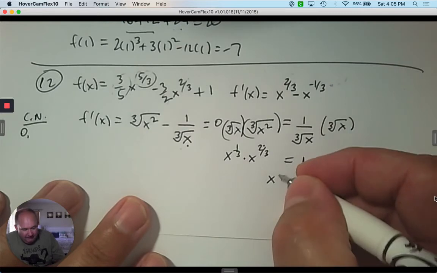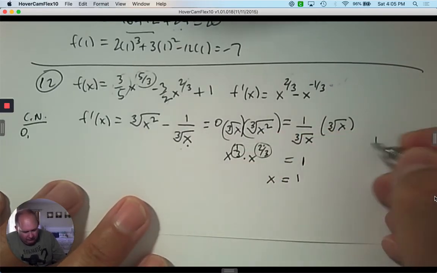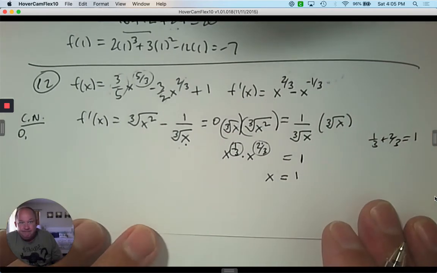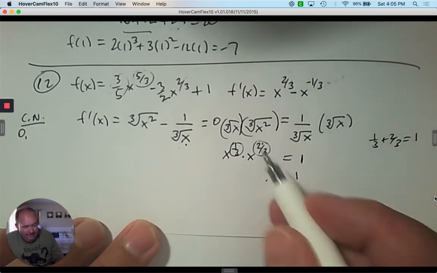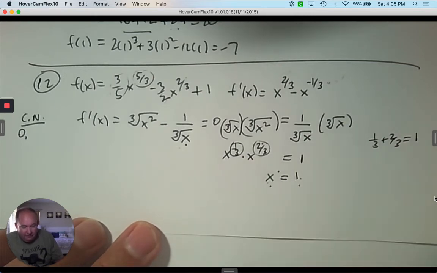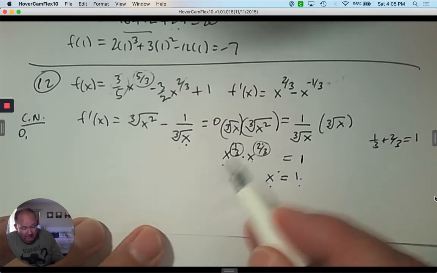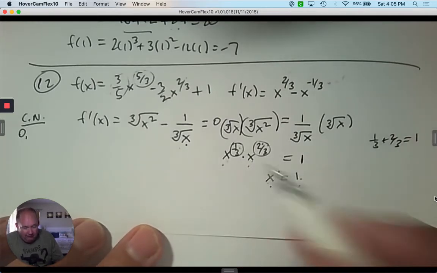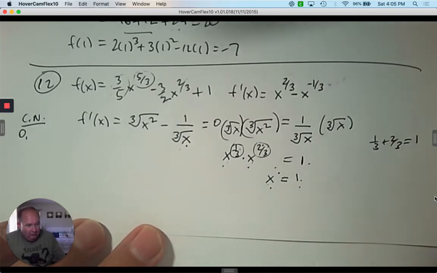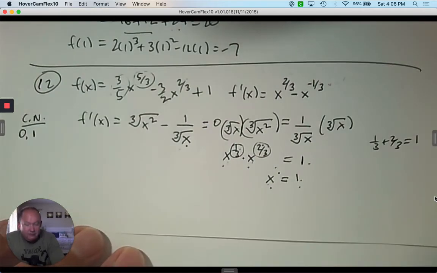See what's left in the exponent. I know it's challenging. Look at the exponents. 1/3 plus 2/3 equals 1. And so when I bring it together, x to the exponent 1, or just x, is equal to 1. And when I plug 1 in, it actually solves it. 1 to any exponent equals 1, and 1 times 1 equals 1. So there you go. You have the second critical number, which is at positive 1.